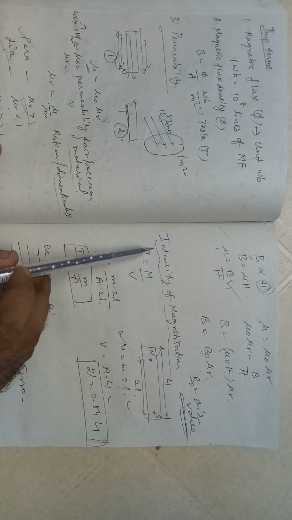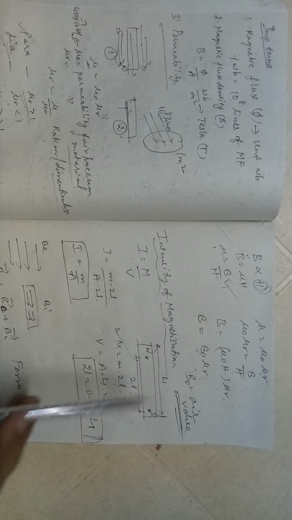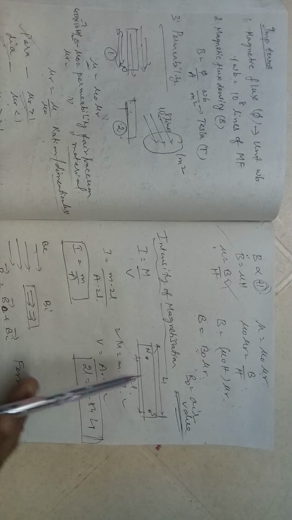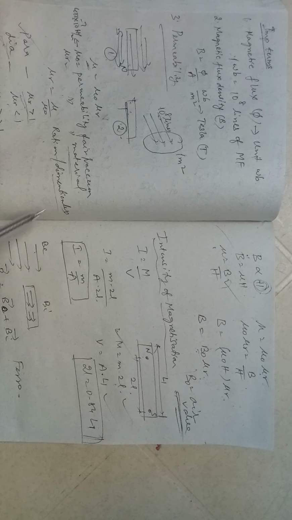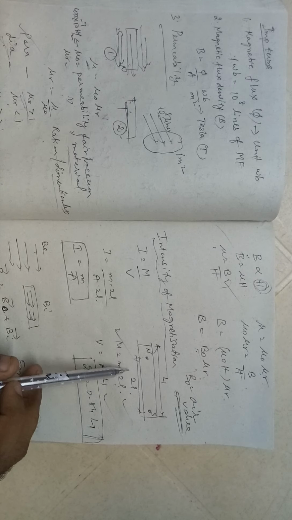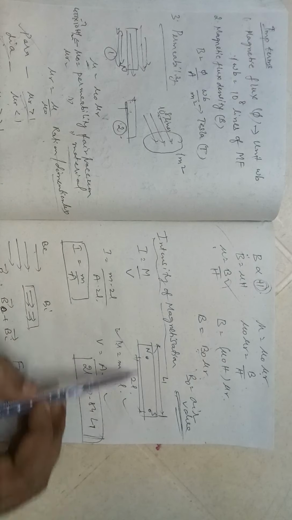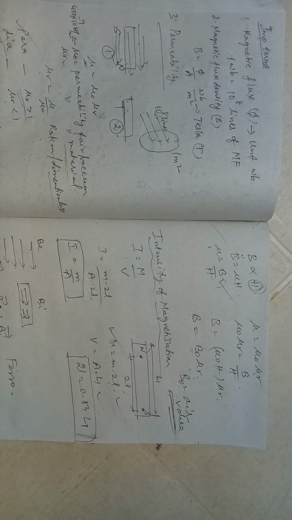Then one more important term is intensity of magnetization. So suppose I put a substance in a magnetic field and it got magnetized, that means it will have its own north and south pole. The distance between them is called magnetic length. So it will have its own magnetic moment. If you take this magnetic moment and divide by its total volume, you get intensity of magnetization. It tells us to what extent the material is magnetized.